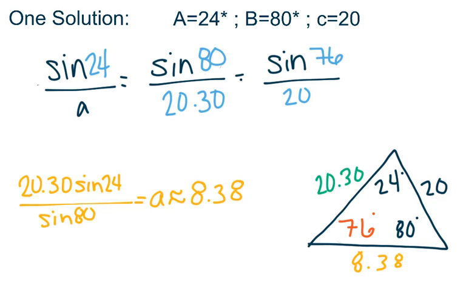Now, just a quick note here. If we notice the original given information here in the dark blue, we have an angle, and the included side. So this was an example of an angle, side, angle problem.